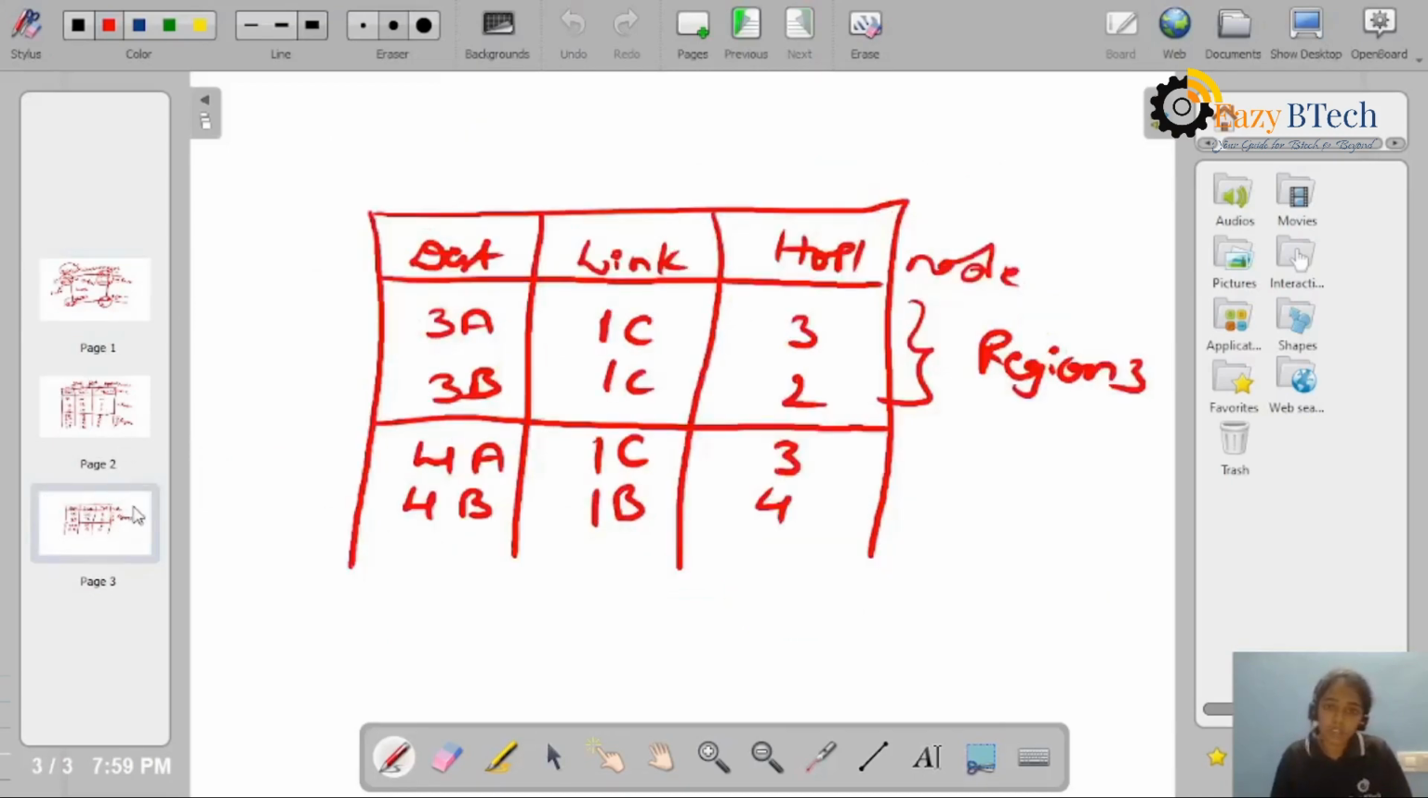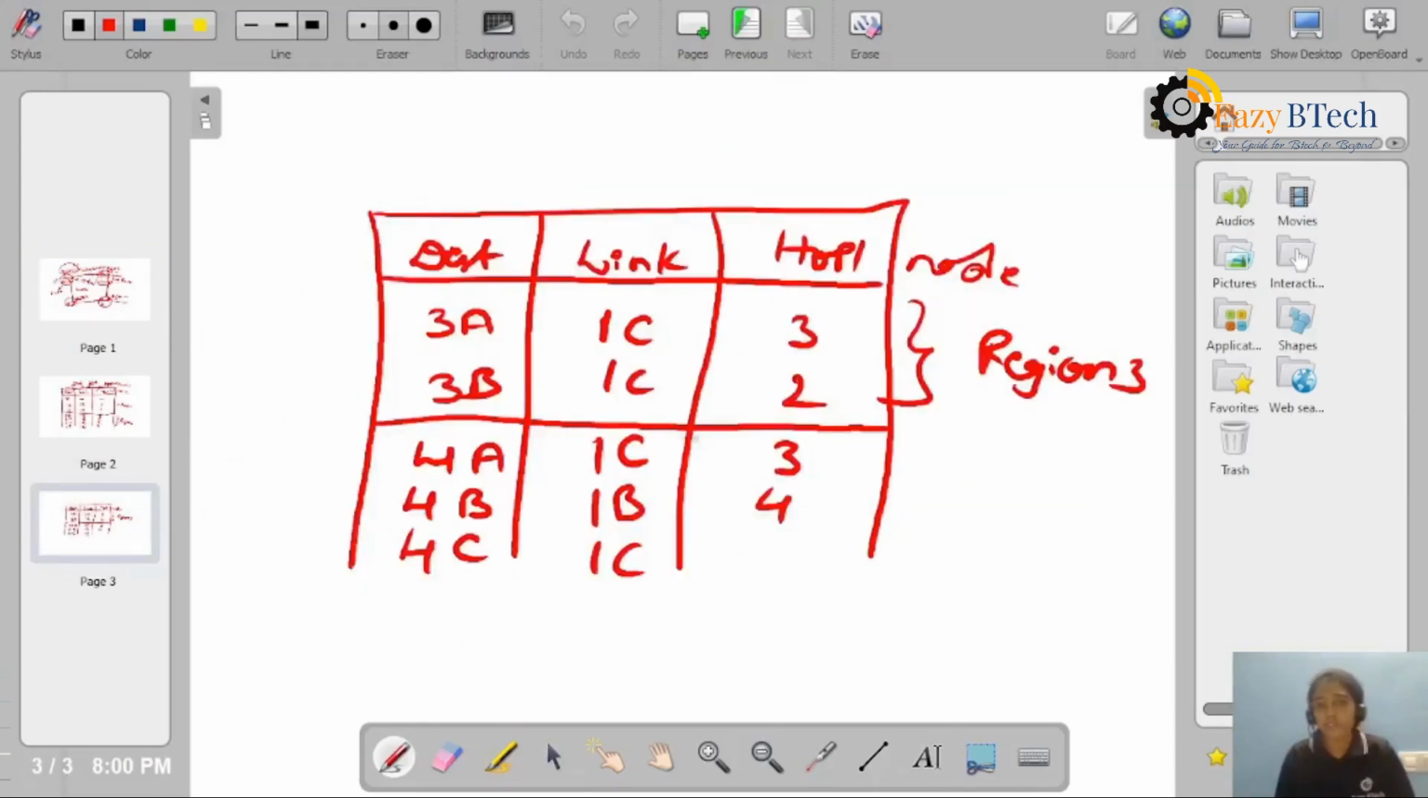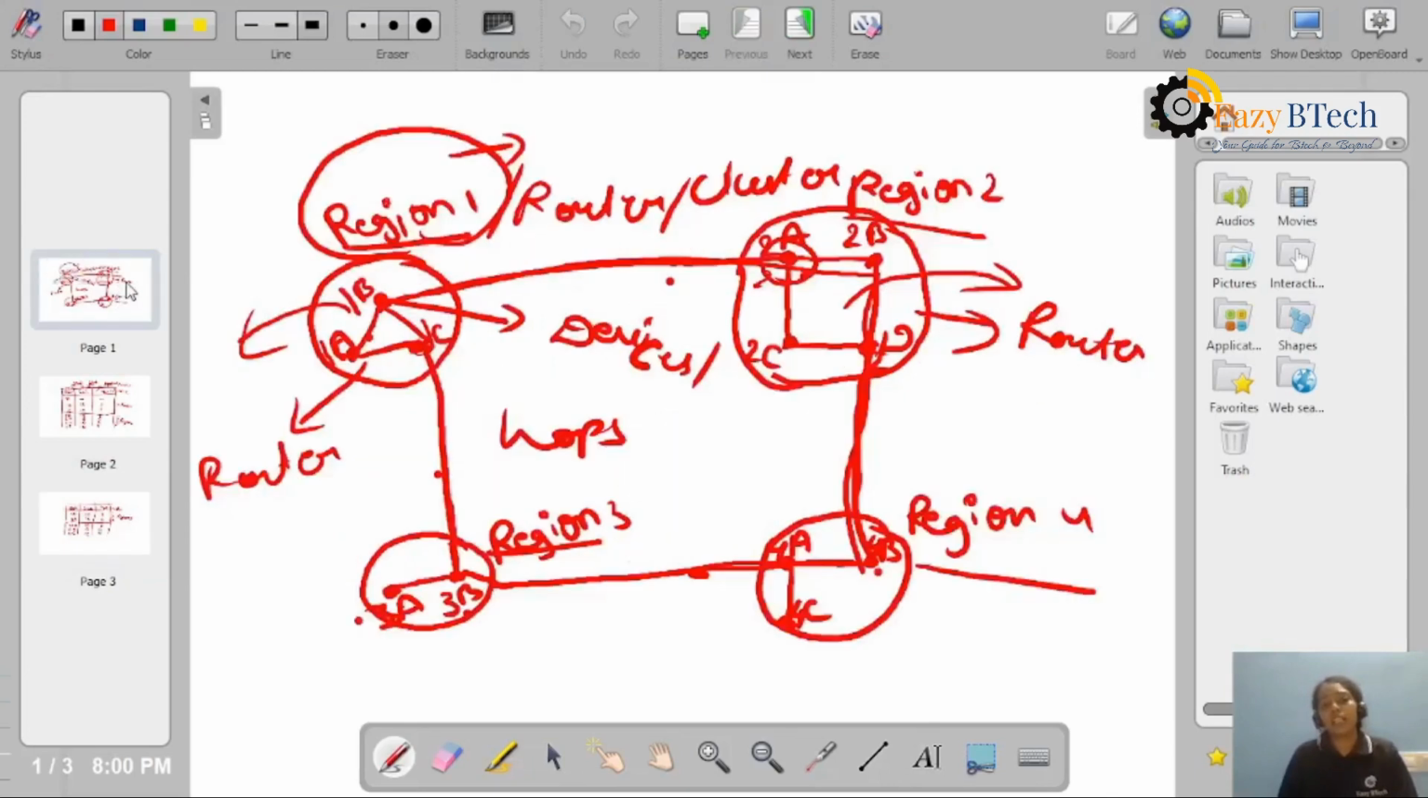Next, 1C also. 4C is coming from 1C. See, 1, 2, 3, 4. This is also 4 nodes. So these are the regions. This is one type of network. So this is a network structure, right?